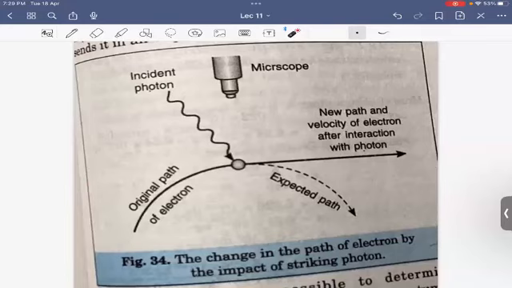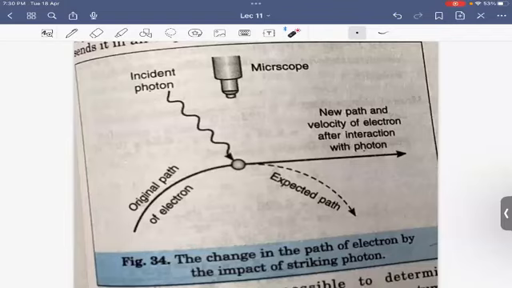The interaction of a striking photon of light with the particle will cause appreciable displacement of the particle from its normal path. As a result, the particle undergoes a considerable change in its path and velocity due to the impact of the single photon used to observe it. Thus, the very act of measuring the position of a microscopic particle causes a change in its momentum.